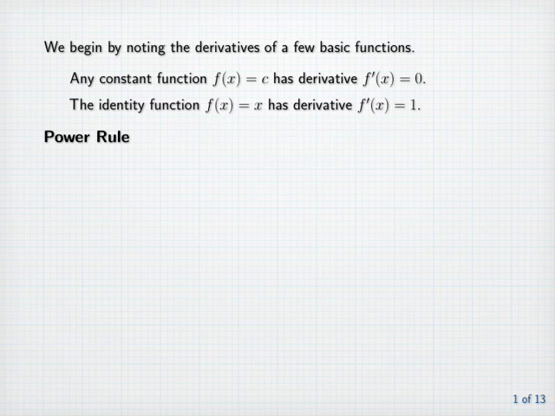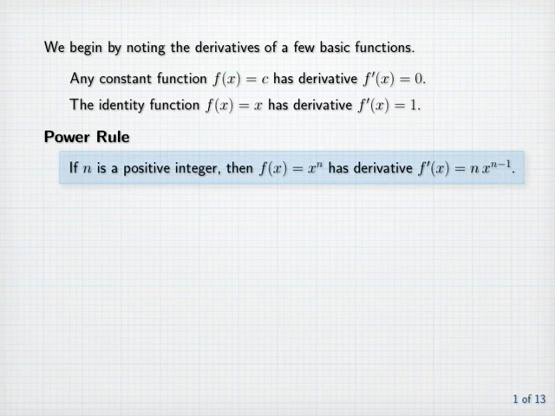The power rule. If n is a positive integer, then the function f of x equals x to the nth power has derivative f prime of x equals n times x to the n minus 1. In other words, to find the derivative f prime, simply multiply by the power and reduce the power by 1. For example, the derivative of x squared is 2x to the first power. The derivative of x to the fifth is 5x to the fourth power.